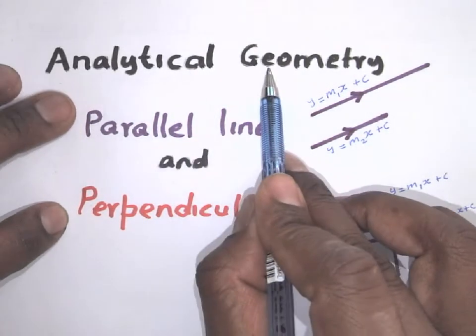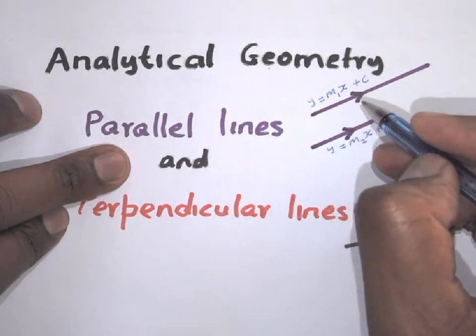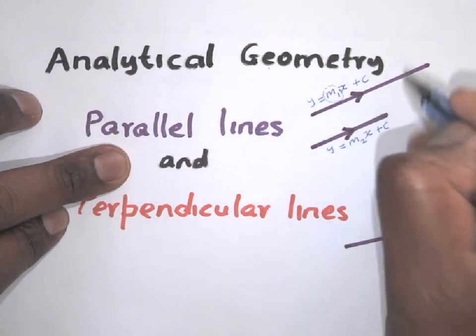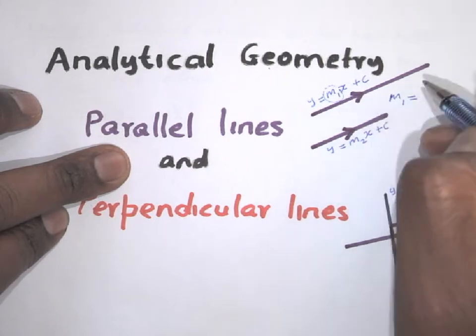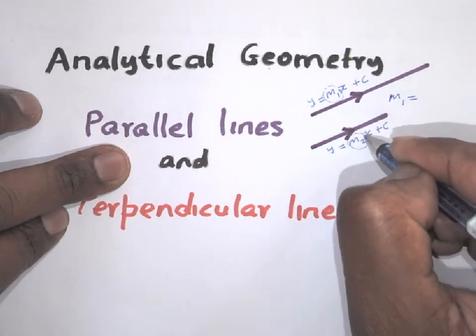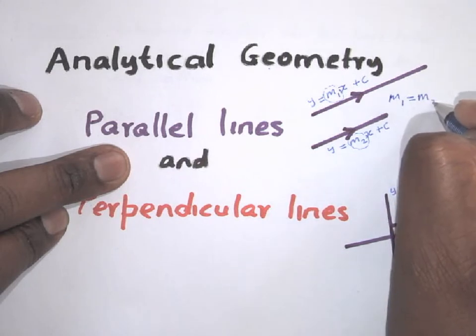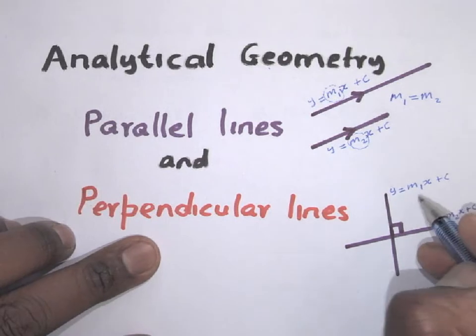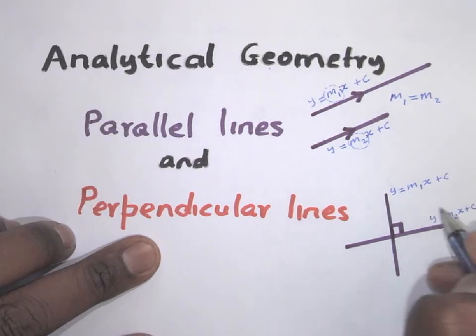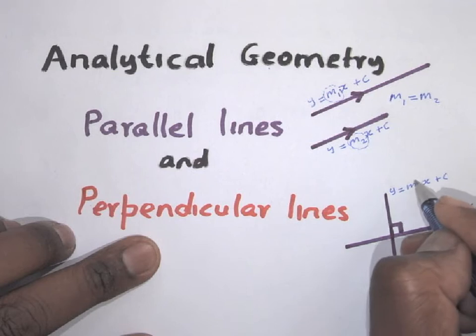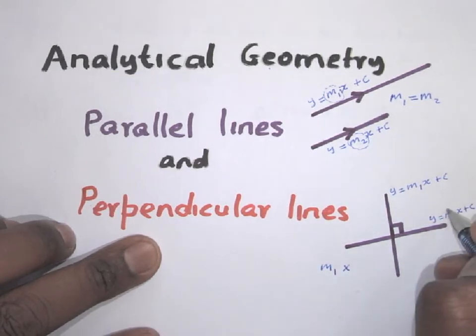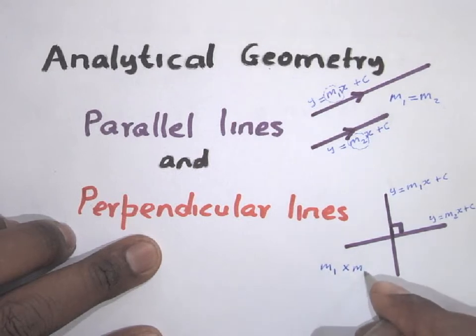In analytical geometry, we say when lines are parallel, their gradients will be equal. The gradient is usually represented by a number, so m1 will be equal to m2. However, when lines are perpendicular, the product of the gradients will always be -1, meaning if I take this gradient, m1, and multiply it by the gradient of the other one, m2, the answer will be equal to -1.